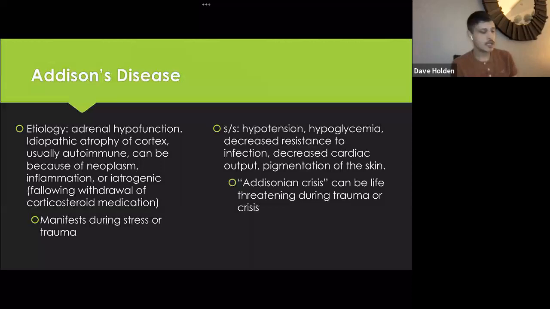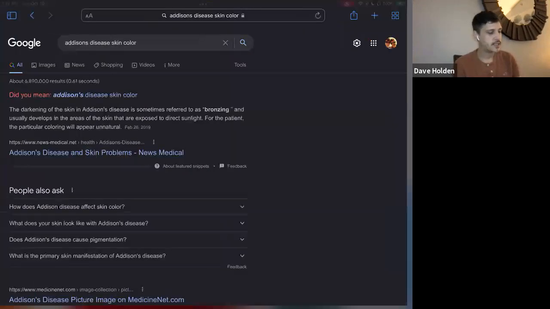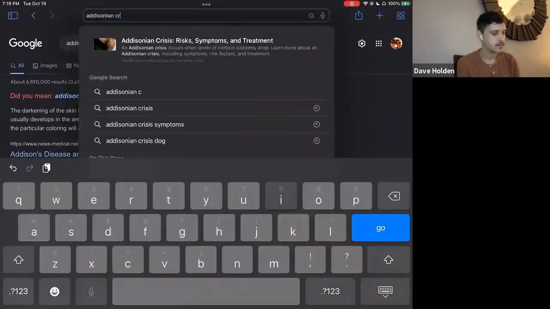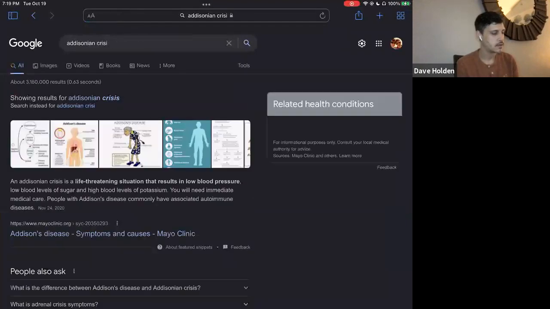Okay. This can also lead to Addisonian crisis, a life-threatening situation that results in low blood pressure, low blood levels of sugar, and high blood levels of potassium. You will need immediate medical care. People with Addison's disease commonly have associated autoimmune diseases.